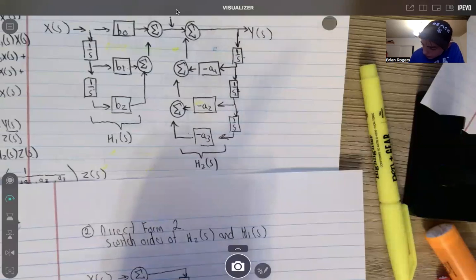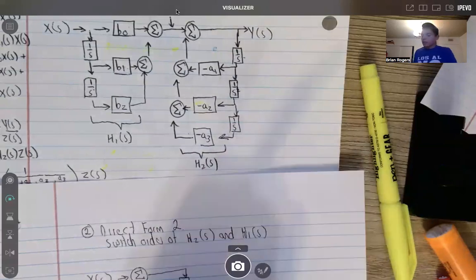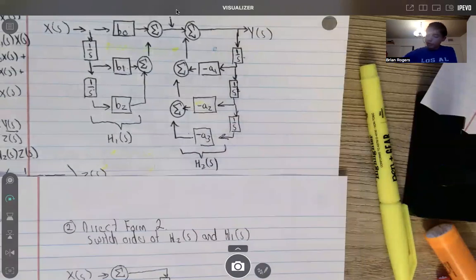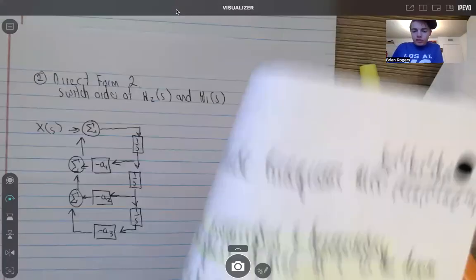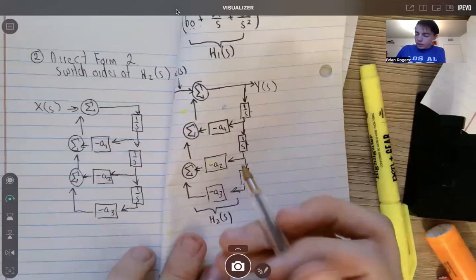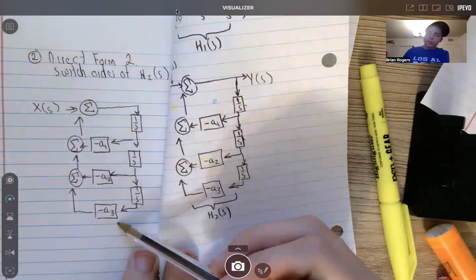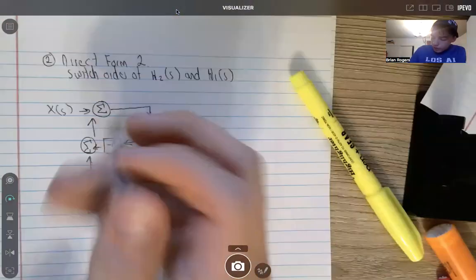And then here I have a negative a3. And so you can see I literally just flipped it, let me try putting these side by side. This is direct form 1, and I just literally moved it over here. So I just moved H2ves over to the input instead of on the output side. And so this is my H2ves.